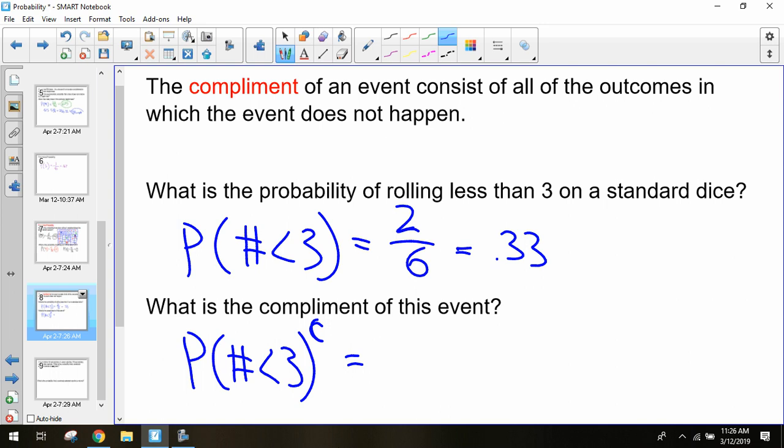So I have 4 out of 6 is my complement, because it's anything that's not this, which is 0.67. Are we okay with that, where I pulled those numbers from?